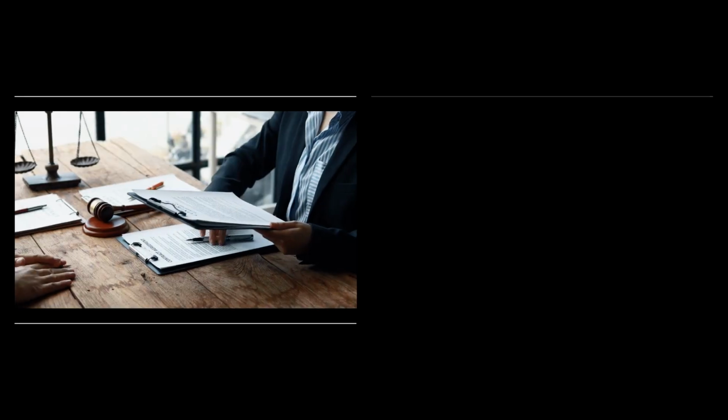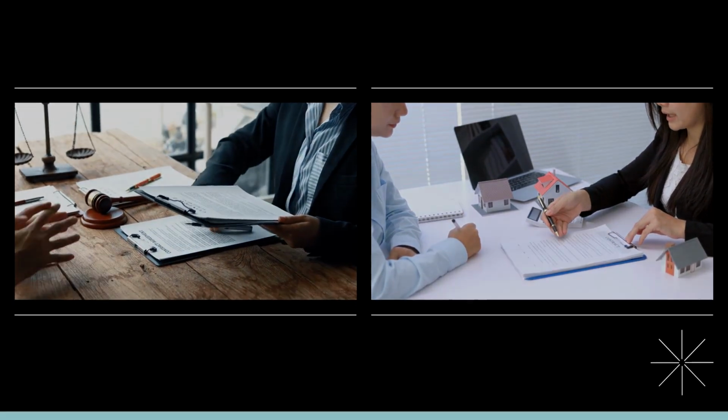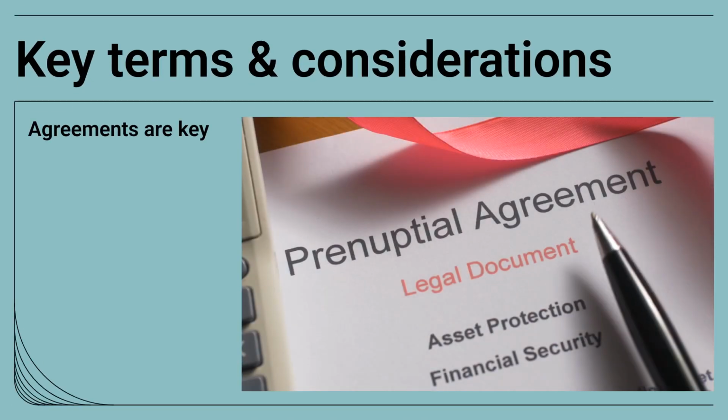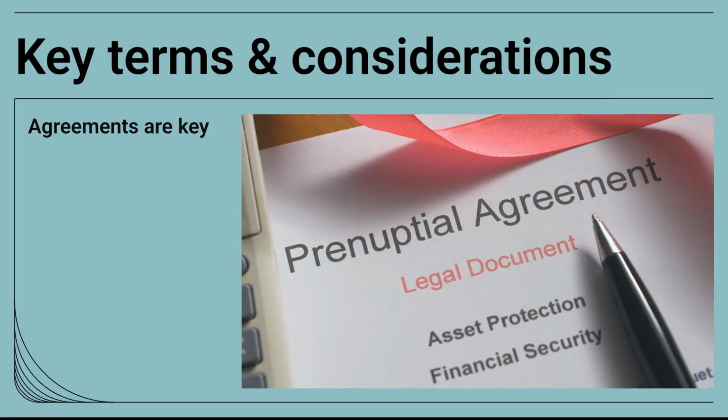Let's explore the world of IP licensing. IP licensing allows others to use your IP without transferring ownership. This can be in-licensing, where you gain rights to use someone else's IP, or out-licensing, where you grant rights to your IP to others. Key terms in licensing include scope, duration, royalties, and exclusivity. Carefully drafted agreements are essential to protect your interests and prevent misunderstandings.